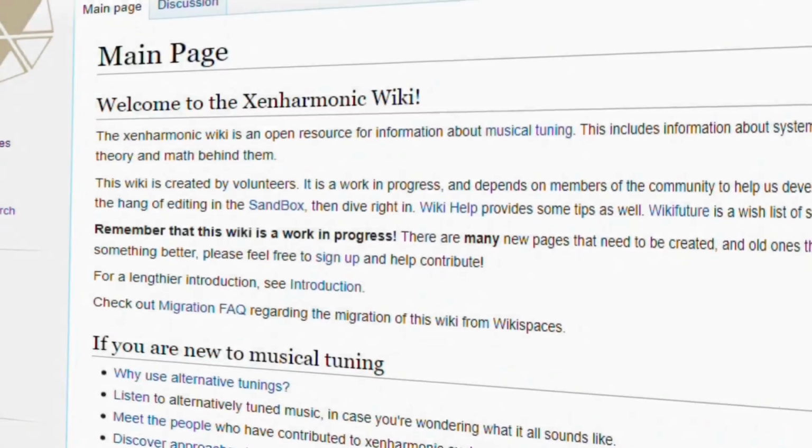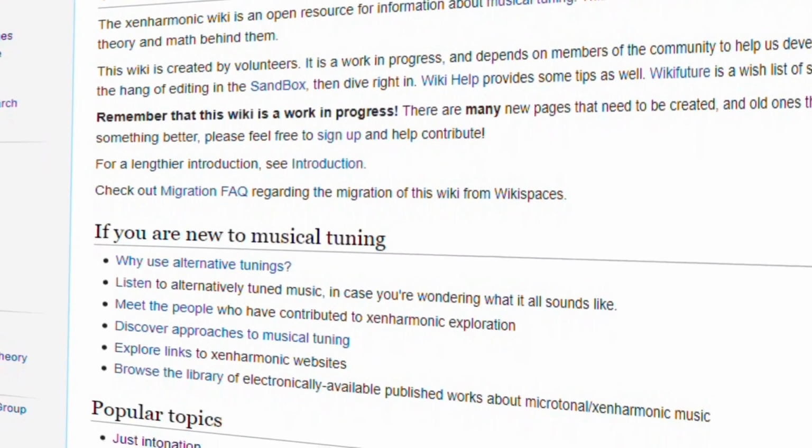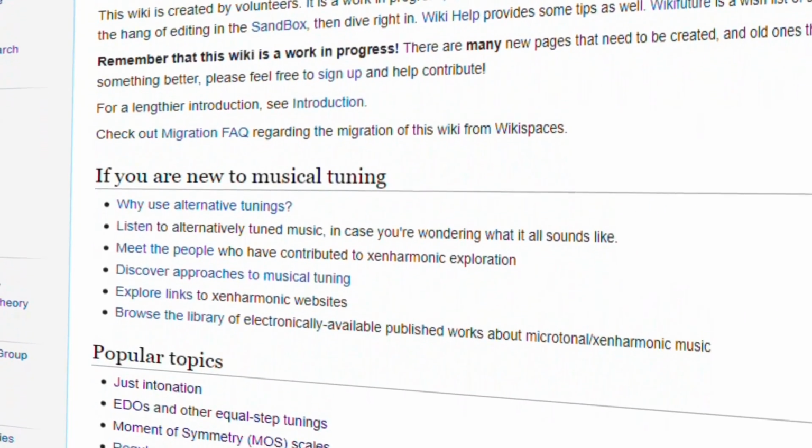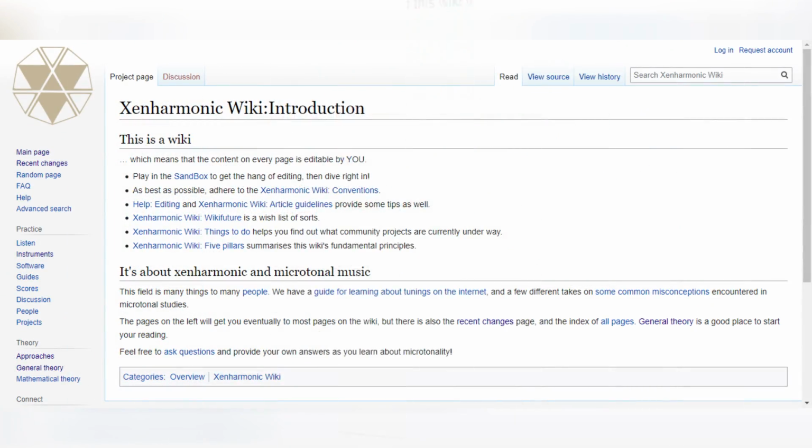Going back to the main page, I felt the best way to get a feeling for a new website is to simply explore the links that they've made the easiest to find. The start to that? The introduction, of course. I was expecting to find something along the lines of what I found during my exploration of the music notation project.